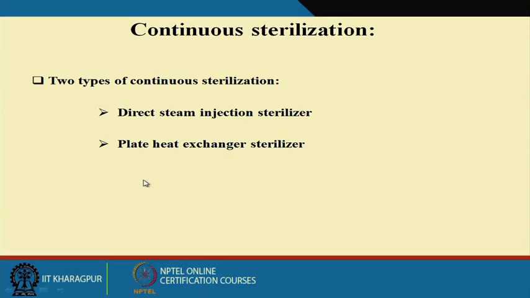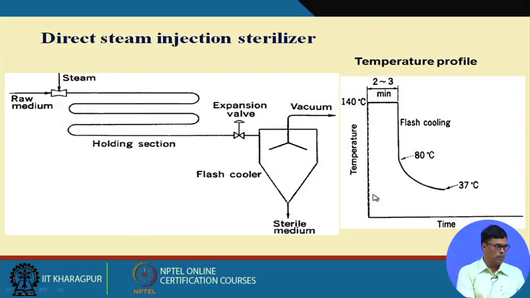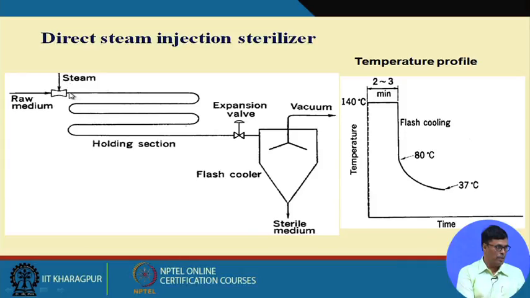In this class I am going to share with you how the continuous sterilization process is practiced in industry. If you look at continuous sterilization, we have direct steam injection sterilization and plate heat exchanger sterilization. Let me explain this process. Direct steam injection means you are mixing the steam with the media. You can see here that raw media is coming one way and steam is coming the other way, and this is what we call the holding section.